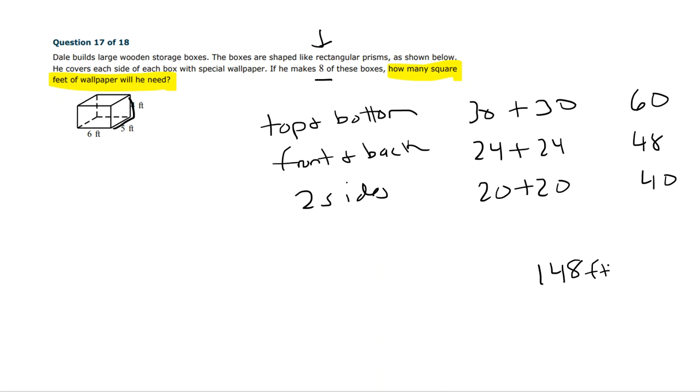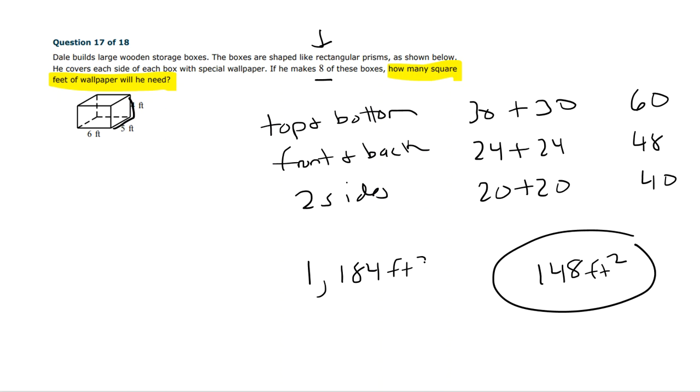feet squared. Okay, so he covers each side of each box with special wallpaper. If he makes 8 of these, how many square feet of wallpaper will he need? So to figure that out, you have to take the 148, multiply by 8. And that is going to be 1,184 feet squared. That's how many square feet of wallpaper he'll need.